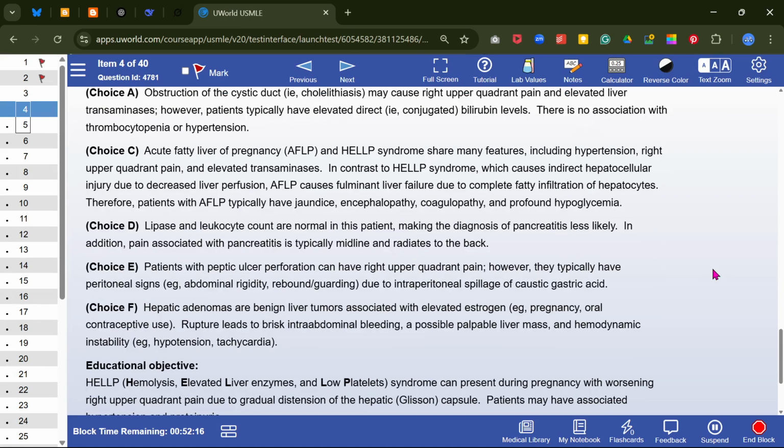And patients with a peptic ulcer perforation can have right upper quadrant pain. However, they typically have peritoneal signs, abdominal rigidity, rebound, or guarding due to intraperitoneal spillage of caustic gastric acid. Okay.